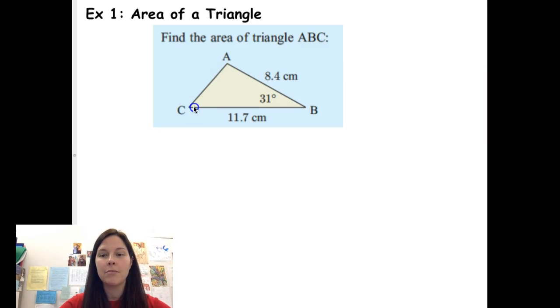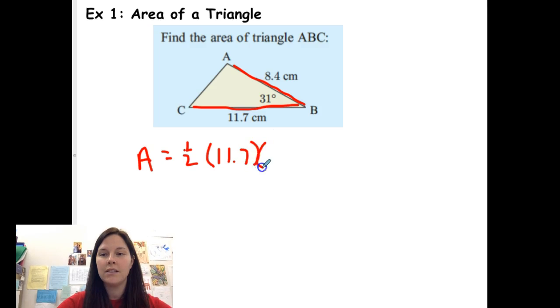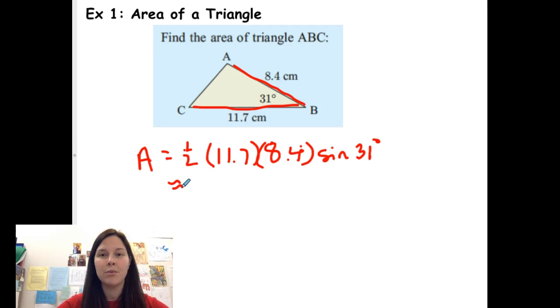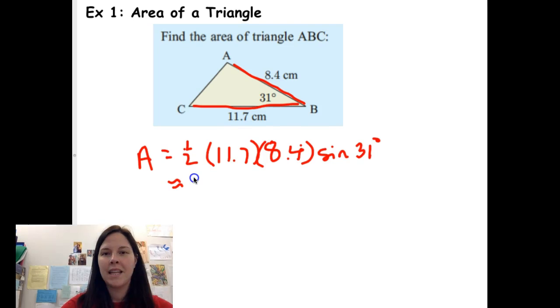Taking a look at our first example, we have two sides that are creating the known angle. So the area of this triangle would be 1/2 times the two sides times the sine of the included angle. Making sure your calculator is in degree mode when you evaluate this. And I got roughly 25.309. And remember, when we label area, it's square units.